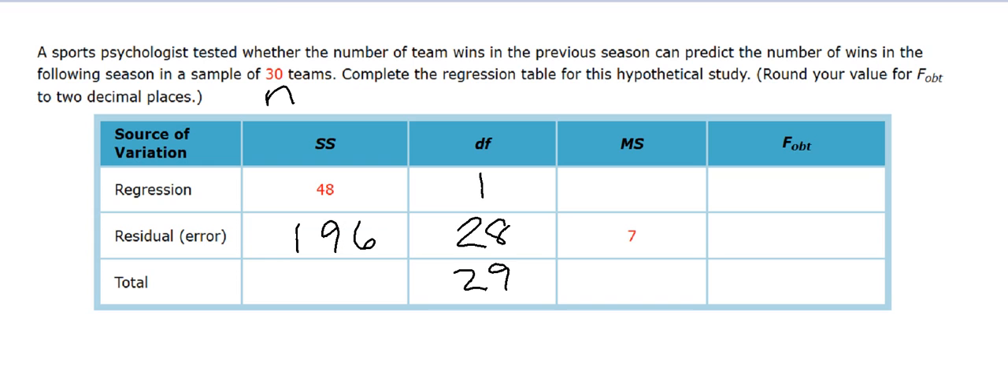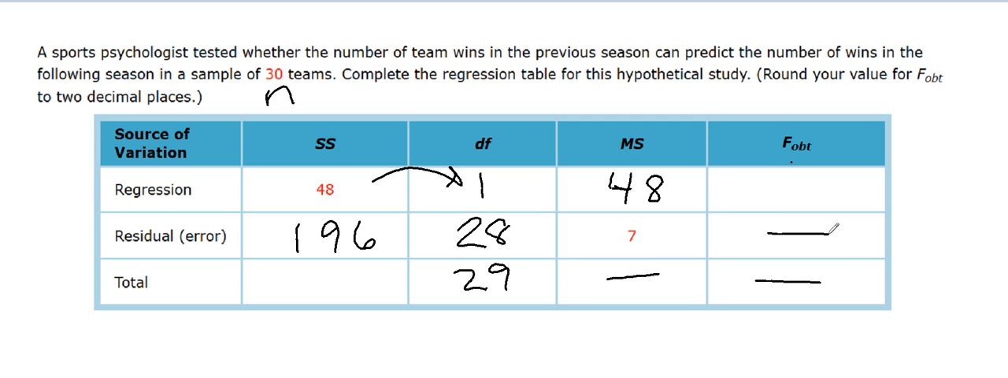And then do the same thing here. Of course, this way you're going forward, so you're doing a division. So that's going to be 48 divided by 1. So this mean square is 48. And we don't have much left to do here. These are blank.